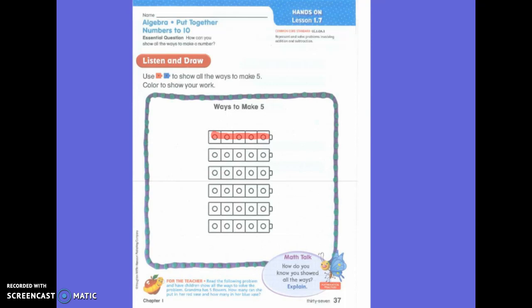So, how is a different way Grandma can do it? She could put all 5 flowers in her red vase, and put no flowers in her blue vase. How is a different way she could do it?